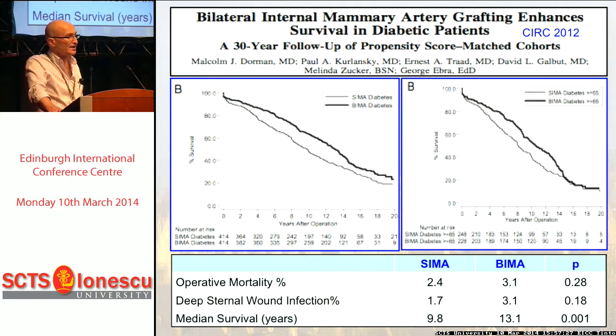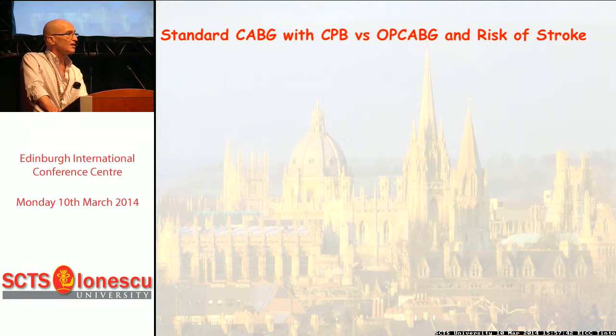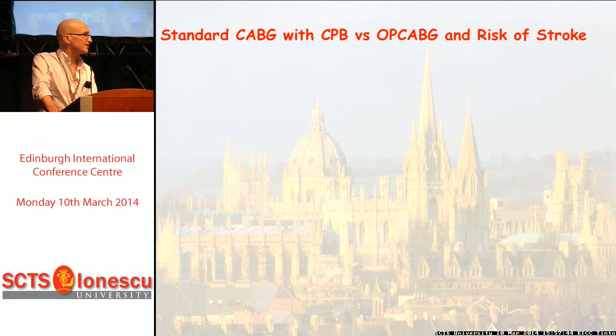This is a 30-year follow-up of propensity score matched diabetic patients with single or bilateral IMA grafts, again showing that the median survival is extended by 4 years in patients with bilateral IMA grafts. Now, apart from the potential survival advantages of bilateral IMA grafts, there is also the potential to reduce significantly the risk of stroke.